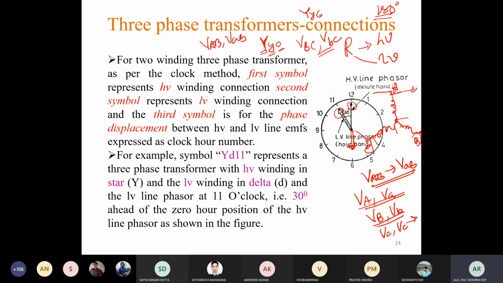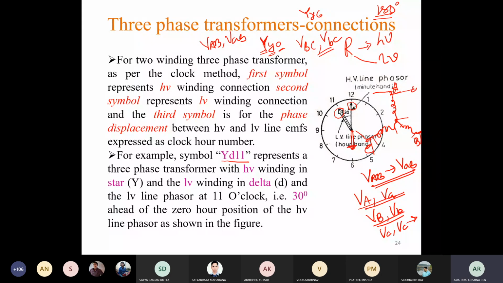Okay, so let us consider one example. Here I have considered YD11. So it represents a three-phase transformer with high voltage winding in star connection, low voltage winding in delta connection, and this low voltage line phasor at 11 o'clock means 30 degree ahead of the 0 hour position of the high voltage line phasor. So here we will consider that the high voltage line phasor is the reference, and with respect to that we have to determine the position of the low voltage winding line phasor.